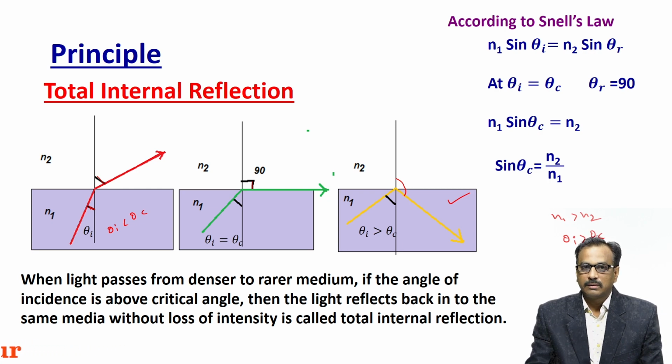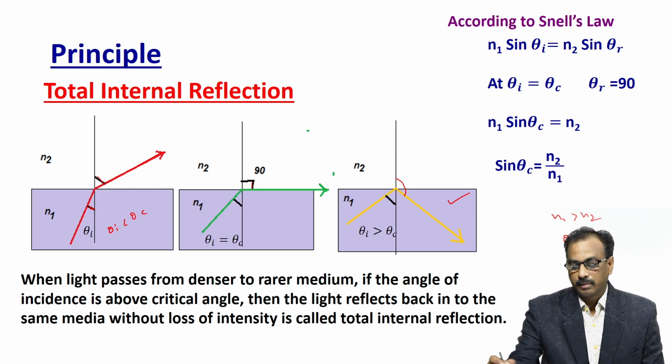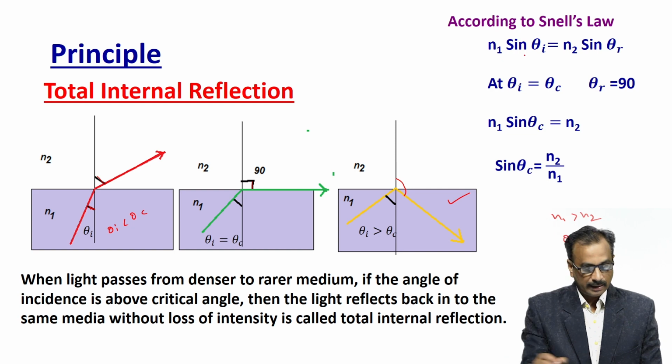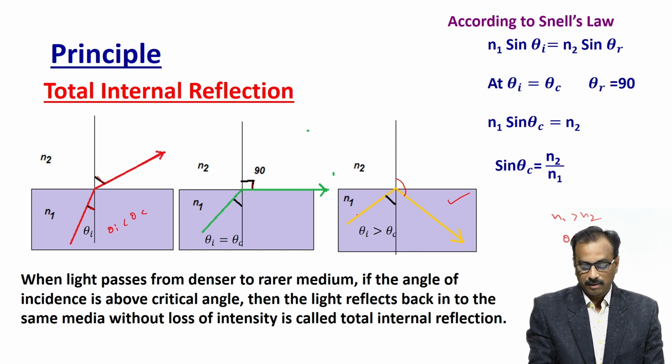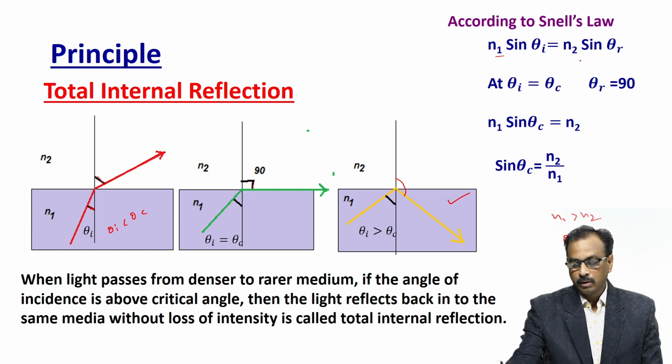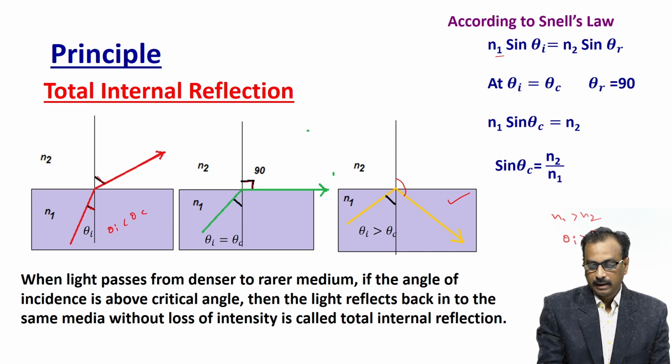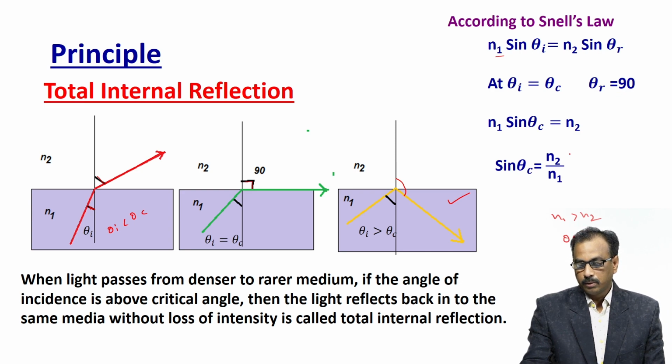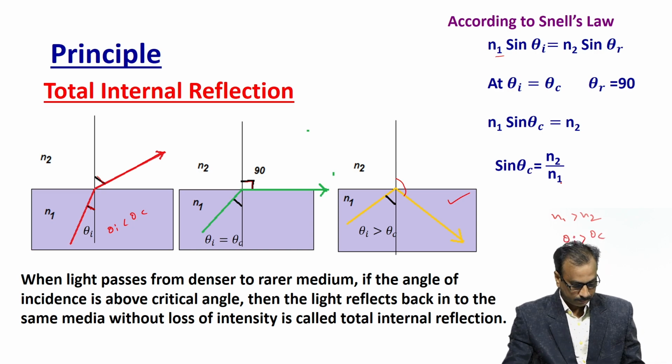If you want to find the critical angle of any optical fiber, you can follow this formula. According to Snell's law, N1 sin theta I, where N1 is the refractive index of the core material and theta I is the angle of incidence, equals N2 sin theta R. If theta I equals theta C, theta R becomes 90 degrees. Now sin theta C equals N2 by N1.